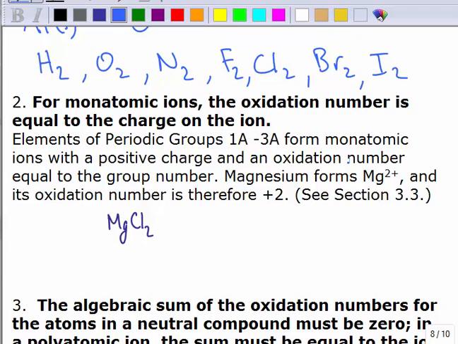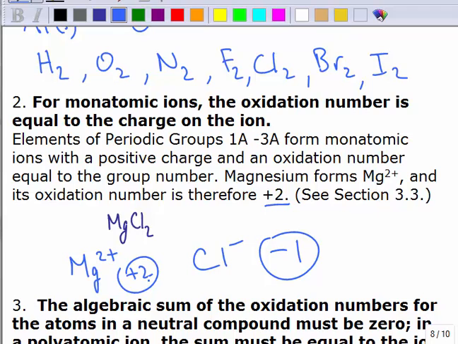Now, when we are dealing with monoatomic ions in ionic compounds, the oxidation number is simply equal to the charge. So, for example, in the compound magnesium chloride, we have a +2 magnesium ion, so its oxidation number is +2. And then we also have 2 chloride ions, which each have a -1 oxidation number. So it's simply equal to the charge of that monoatomic ion. When we form the compound, we need 2 of those chlorides to balance the +2 charge of our magnesium.